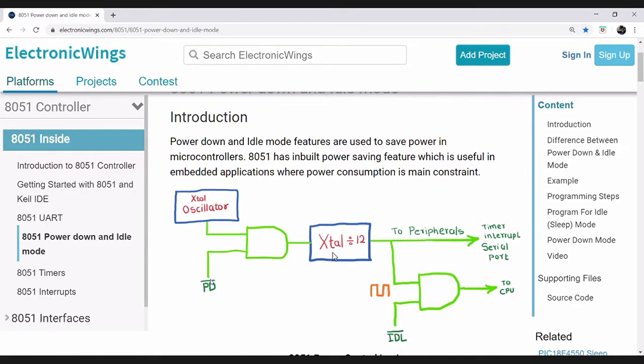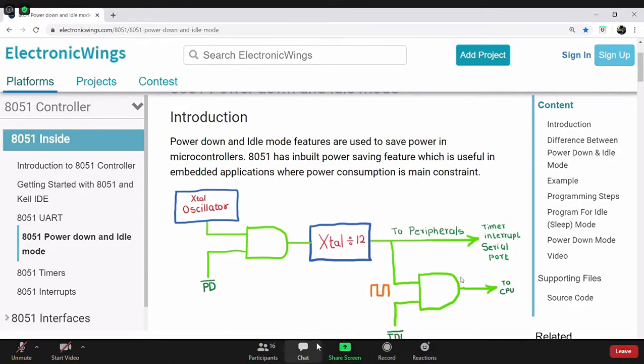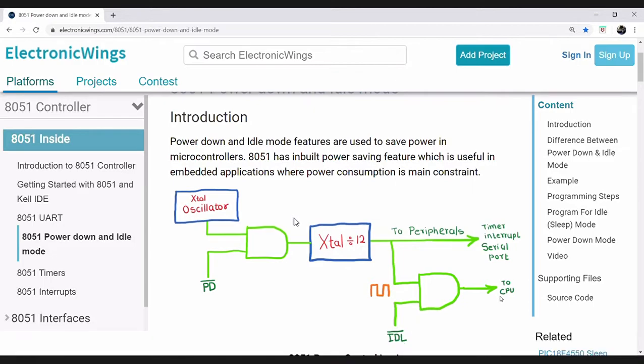Are you getting? How to write it here? I can't write it here because power down mode means your PD will be equal to 1. So that means PD complement will be 0. If this is 0, then the frequency can't reach the peripheral and CPU. So peripherals and CPU will not work. That means now it will be saving the power. Am I clear? Till this point it is clear or not? Yes, sir.